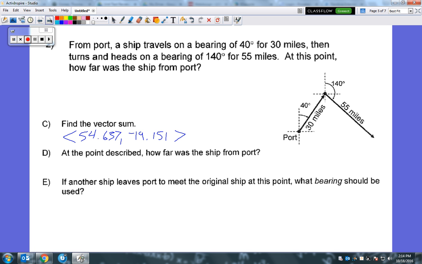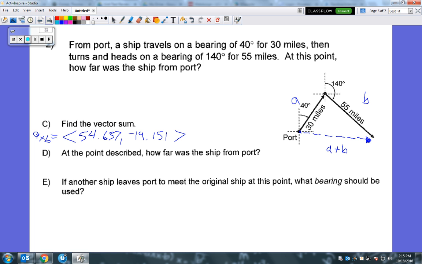You agree? Okay. So at the point described, how far was the ship from port? What do we call this vector again? The resultant. How do we label it? A plus B. If we were graphing it, some of you missed this on the quiz, how would we label the resultant? We would label it as dashed. Don't do it solid. So this would be A plus B, this is B, and this is A.